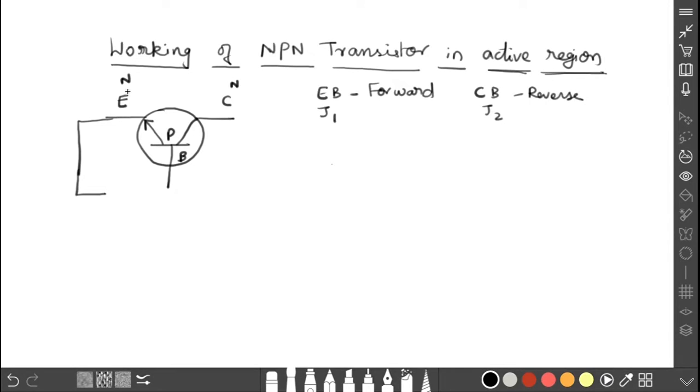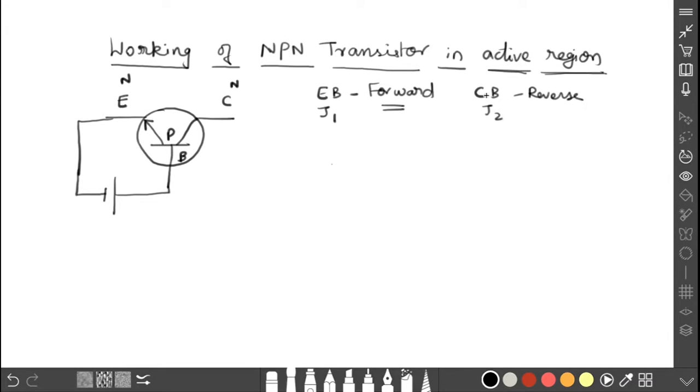For this I have to give the forward biasing. Forward biasing means the N type should be connected to the negative terminal of the battery and the P type should be connected to the positive terminal of the battery, so that this EB junction is forward biased.